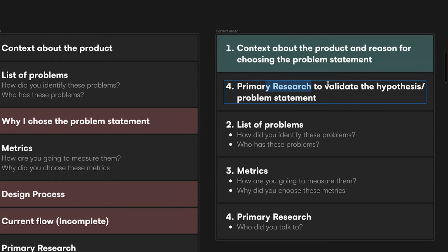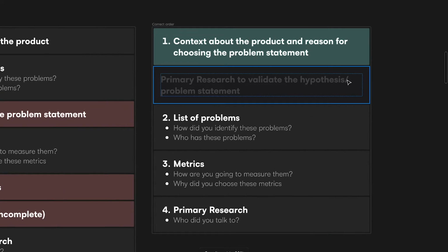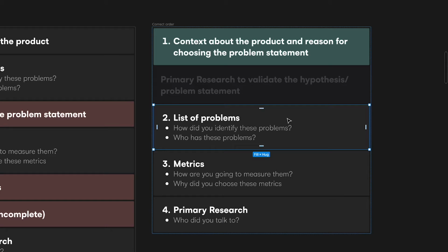So I'm going to say primary research to validate the hypothesis that a problem statement exists, right? Now this is a step that you don't want to do at all. This is not your job as a product designer. In a company, this is the job of a project manager or a UX researcher. They are going to validate the problem statement, and then you will have to dig deeper and do research to understand it better.